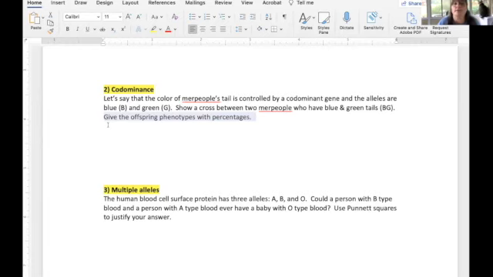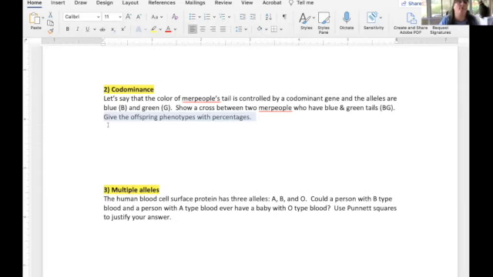Give the offspring phenotypes with percentages. This means you have to give me the phenotypes. So like say, and this is not going to be accurate, I'm not drawing it. And you will notice quickly when I give you these phenotypes, it doesn't add up to 100%. I'm going to say 25% blue tail, 25% green tail, 25% blue and green tail. So you have to say the color and the percent.